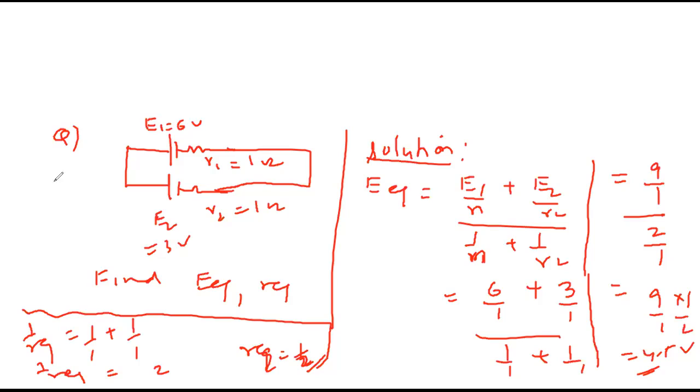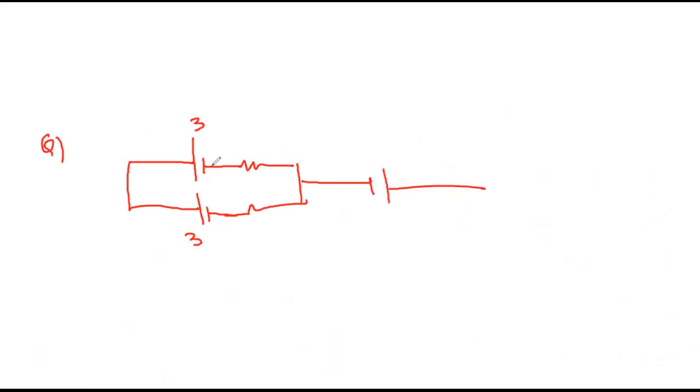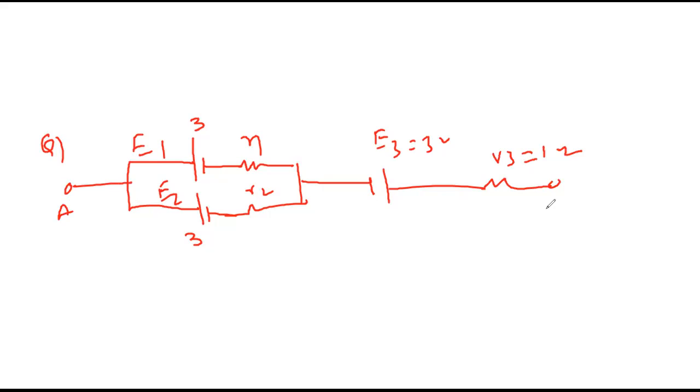Done, sir. Okay. Second one. Three. E1, E2, R1, R2, E3 is 3 volt, R3 is 1 ohm. Find equivalent EMF between A and B.